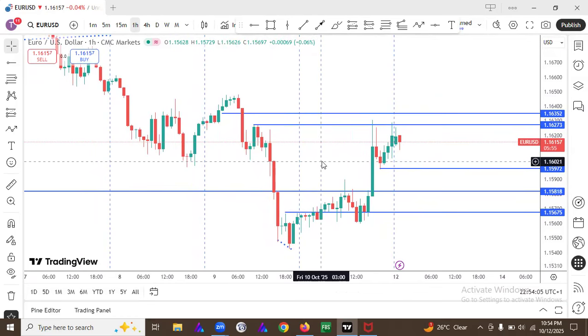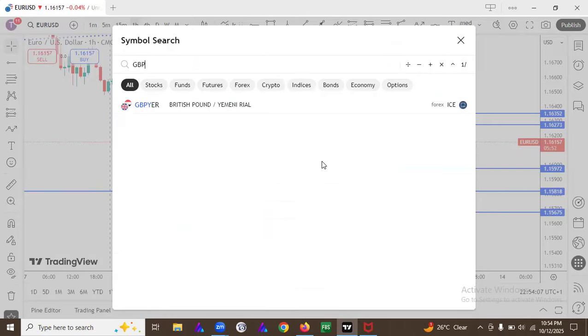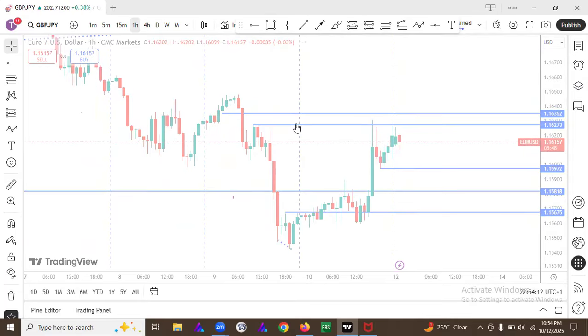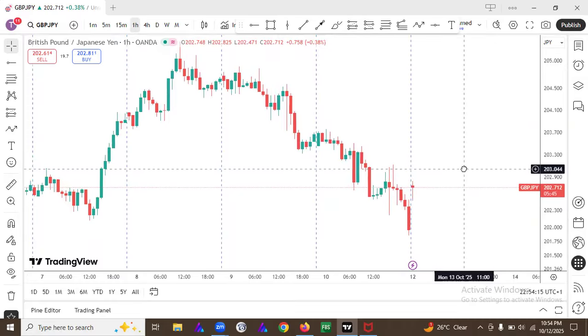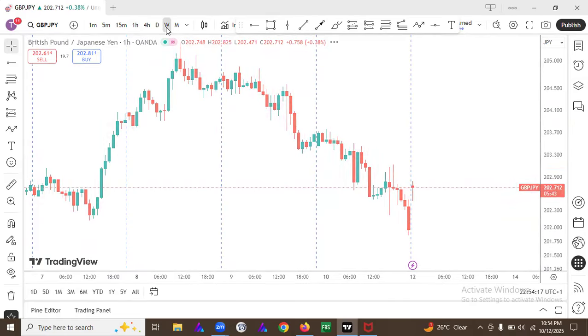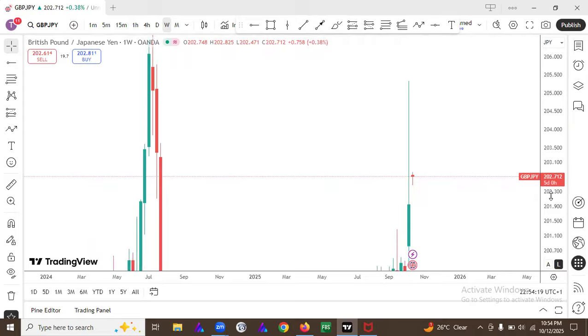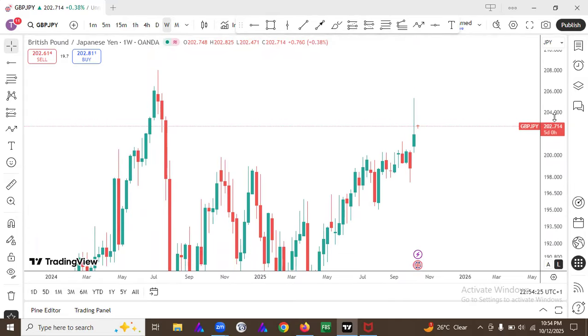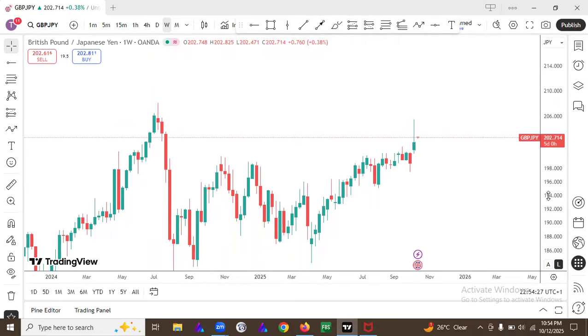So let's look at GBPJPY. Okay, GBPJPY, let's start with the weekly time frame. Last week, GBP is bearish, right? The buyers overpowered the sellers at the open of the markets. You can see it was strongly bullish when the market opened, and before the close of the market, sellers came in and overpowered the buyers.